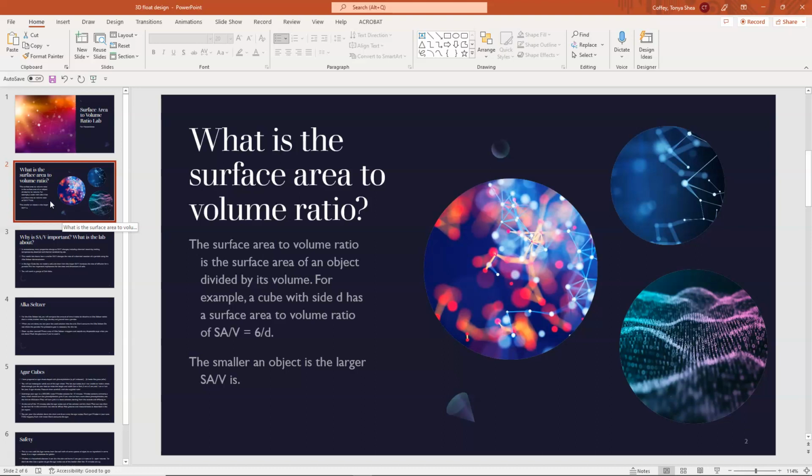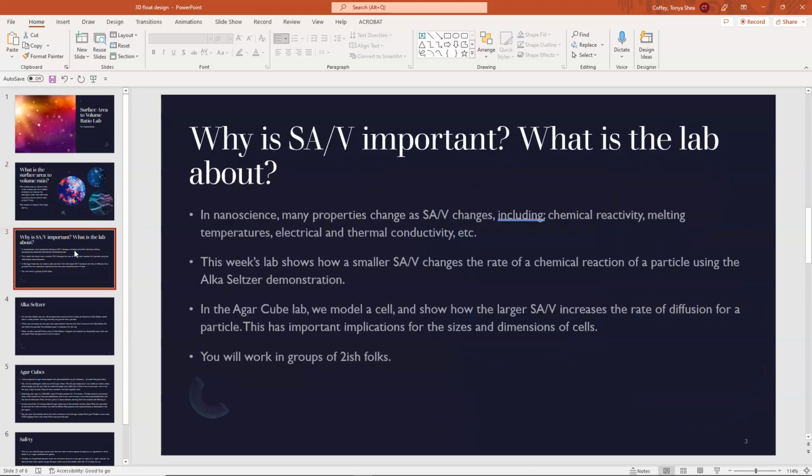Now, as you can see from this relationship, the smaller an object is, in other words the smaller d is, the larger the surface area to volume ratio is. And this phenomenon causes a lot of interesting changes in nanoparticles compared to macroscale particles. For example, some of the things that can change as the surface area to volume ratio changes are chemical reactivity, melting temperatures, electrical conductivities, thermal conductivities, and even some tensile properties and mechanical properties.